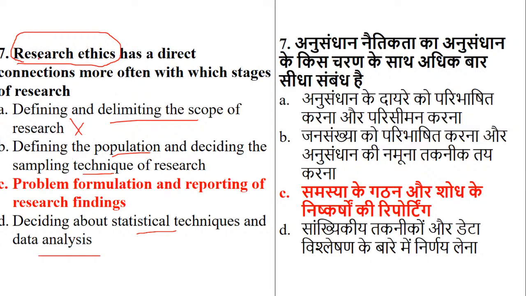So research ethics basically you will follow when you are formulating the problem, that is, identifying the research area, and when you are reporting the research findings, which you have to do in a very systematic and ethical way. That is called the research ethics stages. Is it clear?